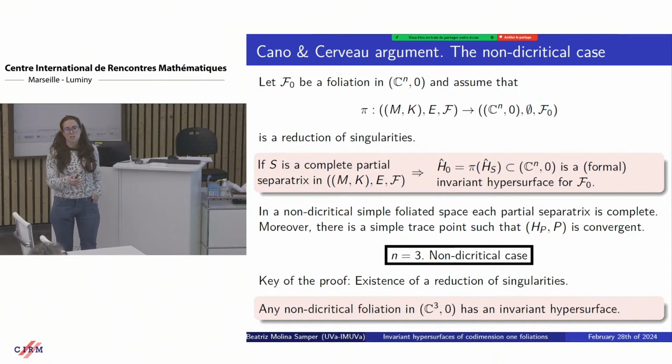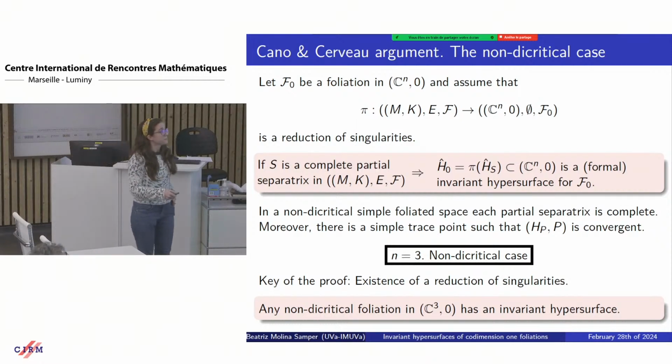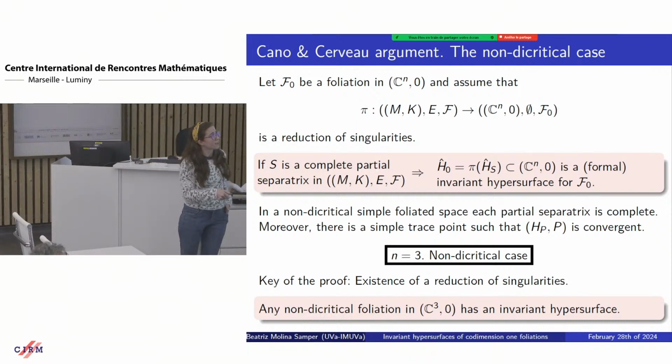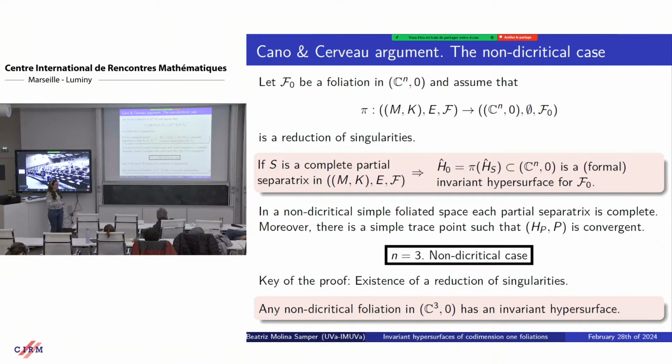So for higher dimension, the techniques are quite different. The techniques of Cano and Mattei are different because there is no reduction of singularities. Okay, so any non-dicritical foliation in the germ of C3 has an invariant hypersurface.